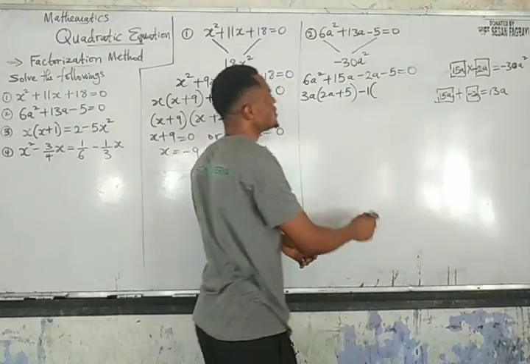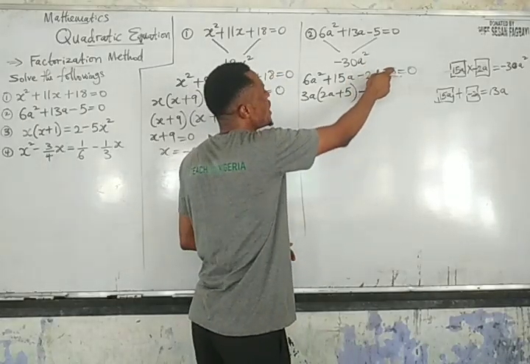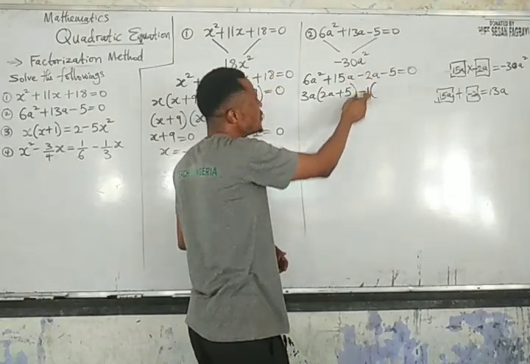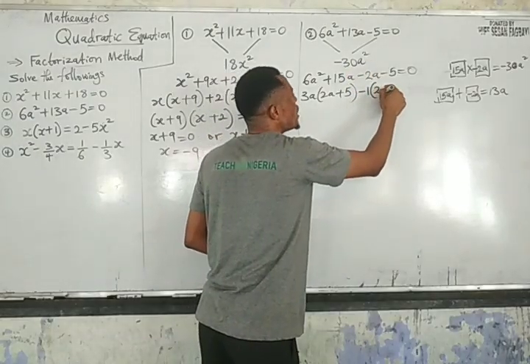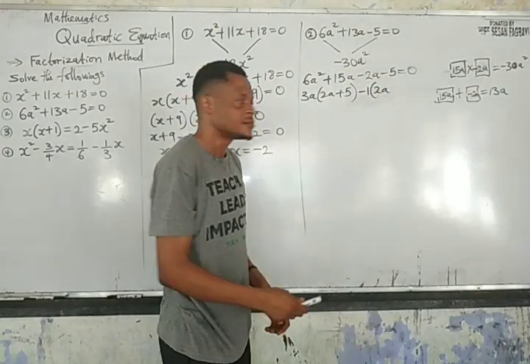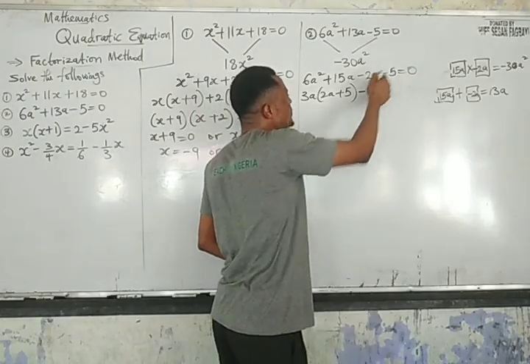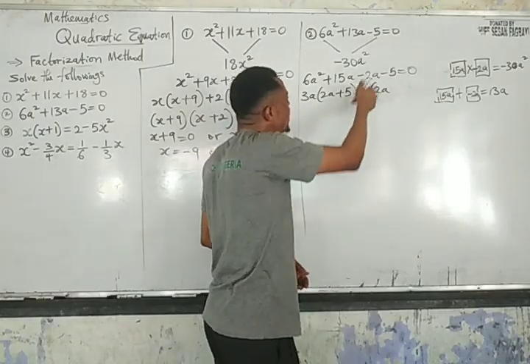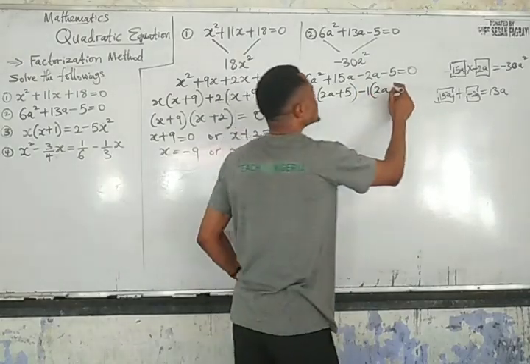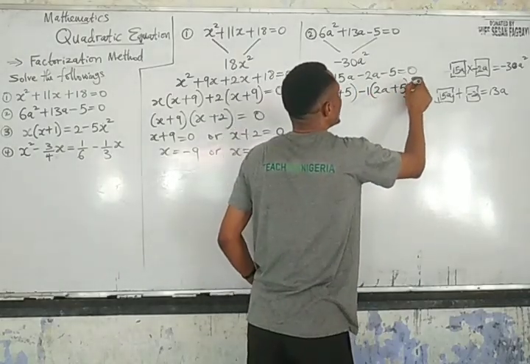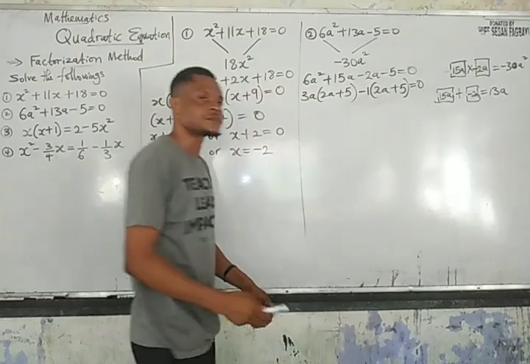So open the bracket. Minus 2A divided by minus 1. Minus cancels minus. Then 2A divided by 1, we have 2A again. Minus 5 divided by minus 1. Minus cancels minus. Then 5 divided by 1, we have 5 plus 5. All to give us 0.